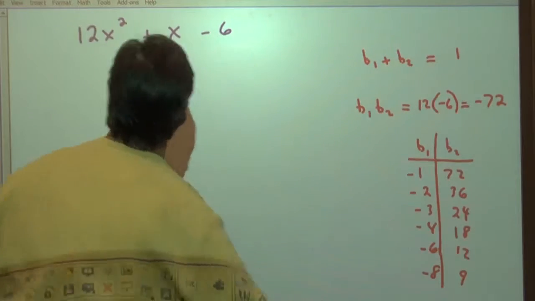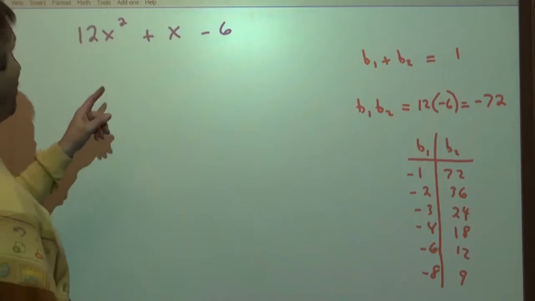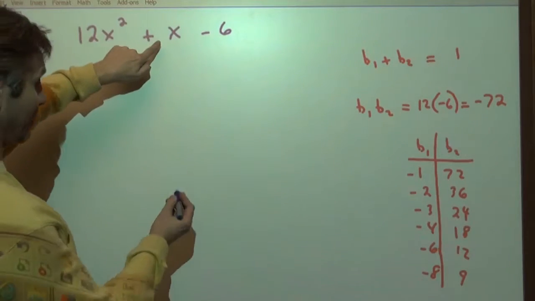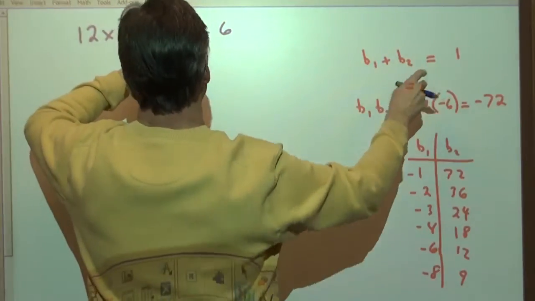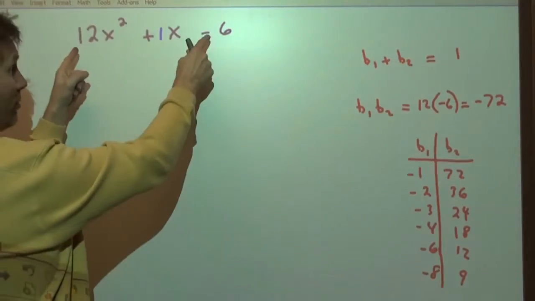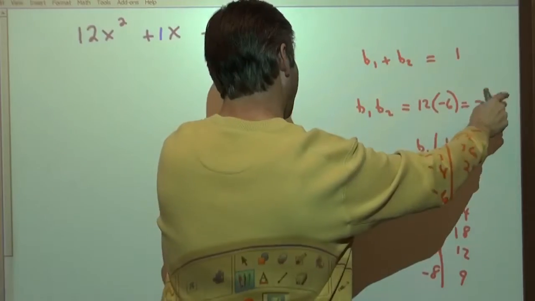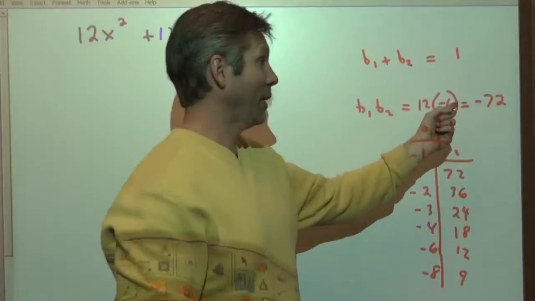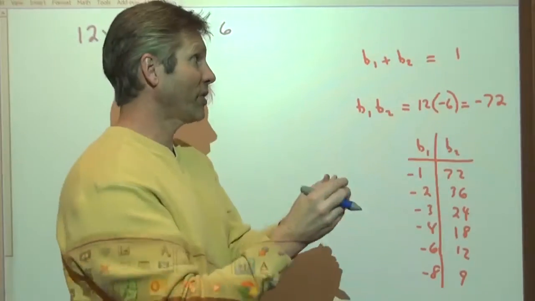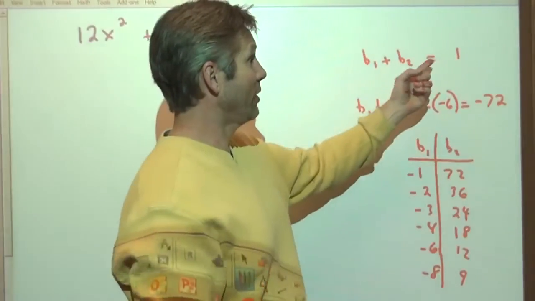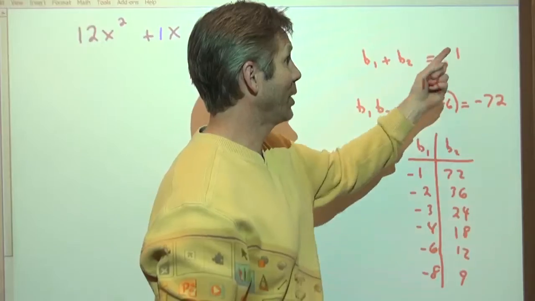So we got this here. All right, once again, we have now our coefficient for the linear term is a 1. So we need two linear coefficients that add up to 1, but they multiply to 12 times negative 6, which is negative 72. All right, we need two numbers that multiply to a negative, but they add to a positive. One's got to be positive, one's got to be negative. The bigger number needs to be positive because when we add them, we get a 1.